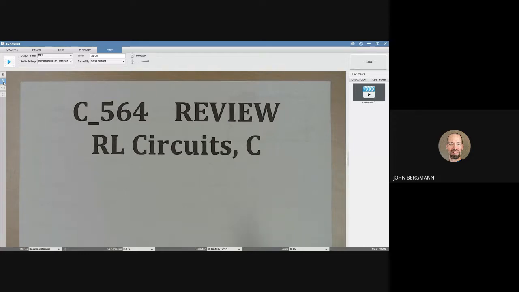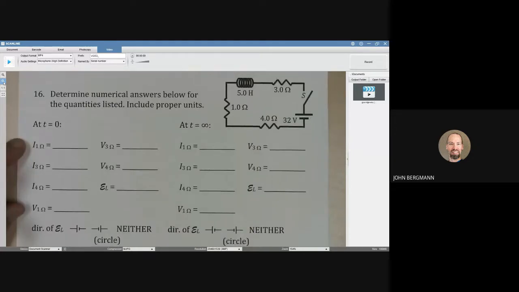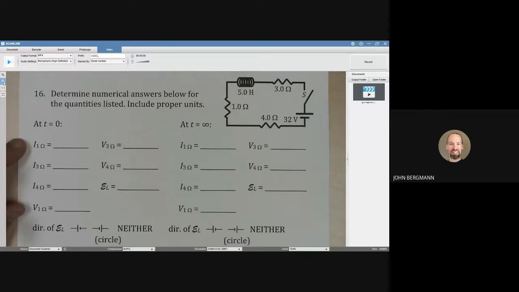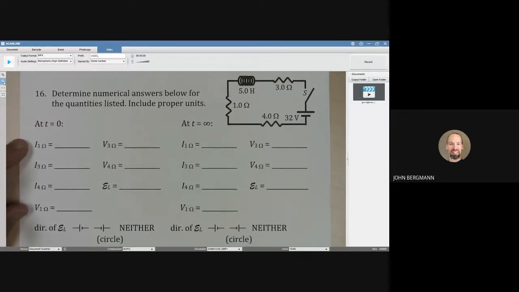RL circuits C. So there's the problem. If you want to try this on your own, please stop the video and then you can start it whenever you feel like you want to check your answers. So what do we have here?